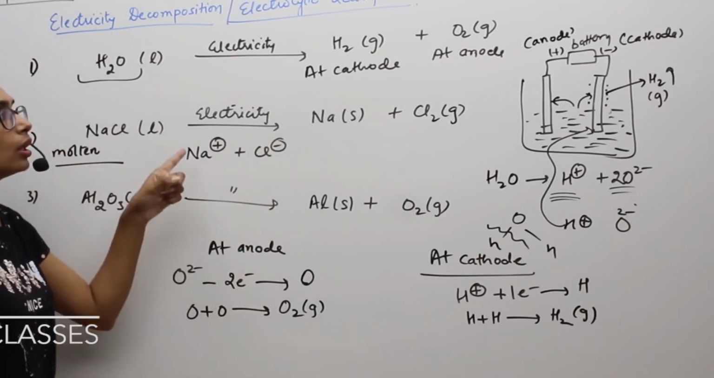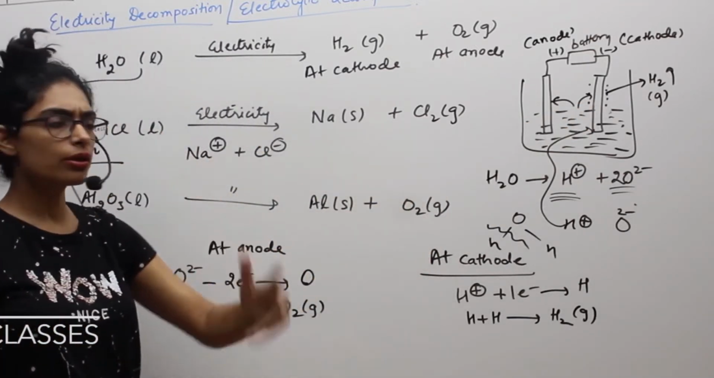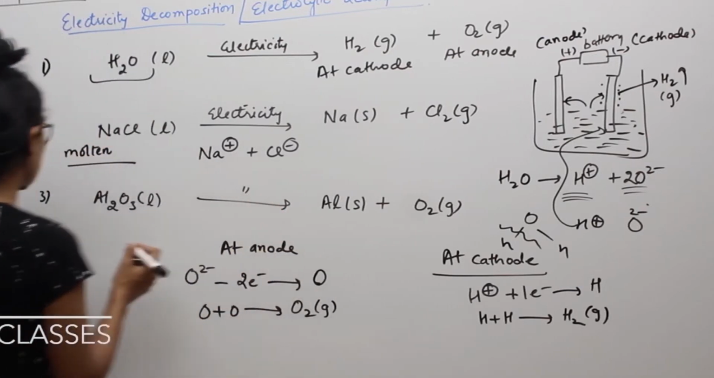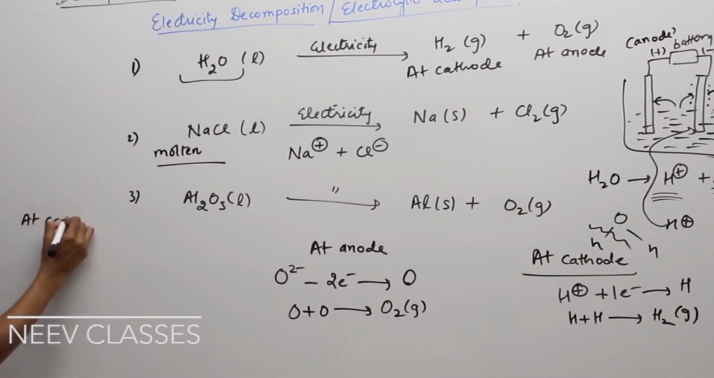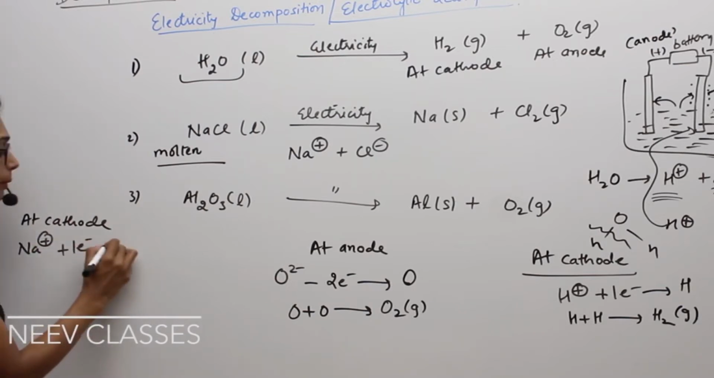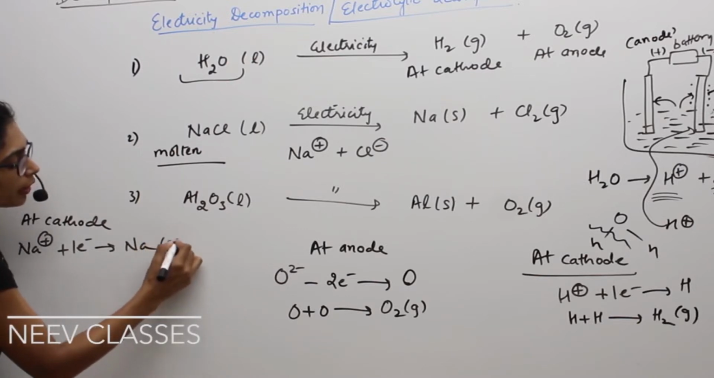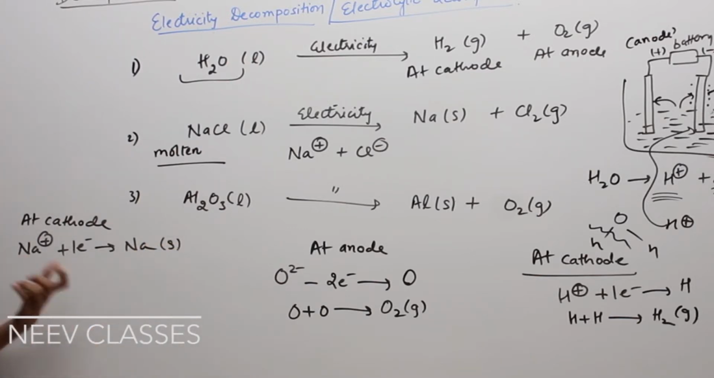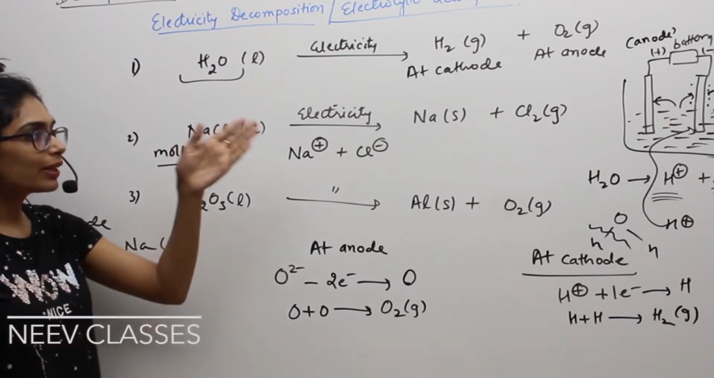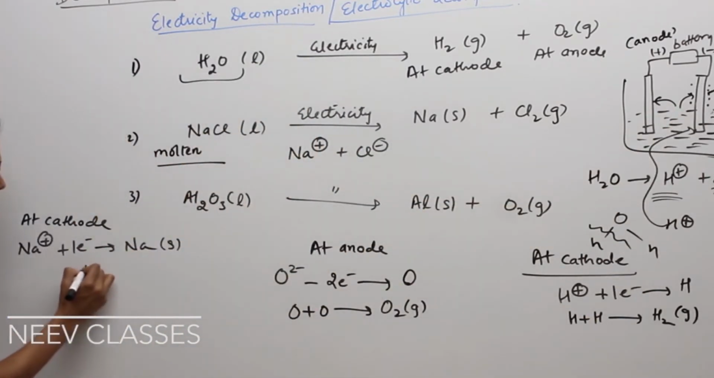Na is a positive ion, so where will it go? Cathode again. Correct? Cathode is an electron-rich species. So what will happen? I'll write the reaction over here. At cathode, Na plus will gain one electron and will become Na. Na solid. It doesn't have to form a molecule. Na on its own is a metal, and it will get converted into the solid form and will get deposited over the cathode. Okay.